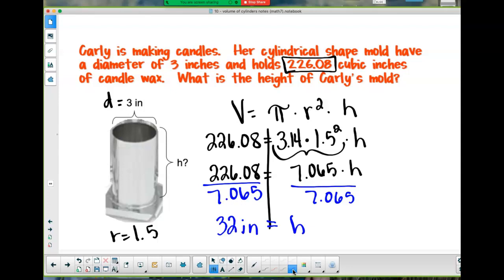That's a tall candle. Like this? That's like an Easter. Yeah, that's like the Easter candle. I would agree with that.